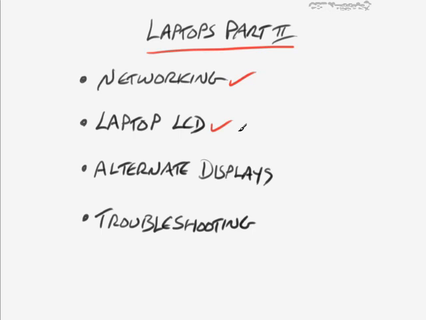And then the laptop LCD. You might have problems with the laptop LCD. You might want to use an external monitor. You might want to use a projector. So we'll take a look at some of those characteristics as well as the components that are important to an LCD. And then when it comes to those external monitors or projectors, we'll look at how to enable those and connect to them. And then we'll take a look at troubleshooting laptops as well.